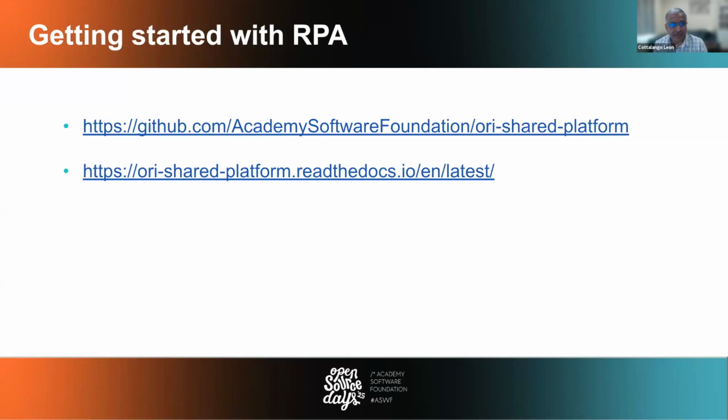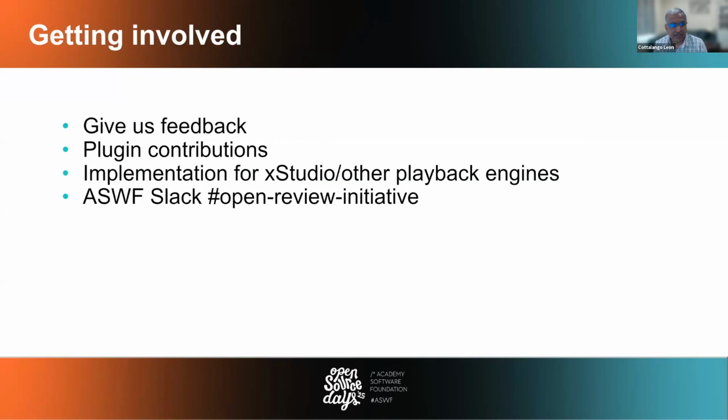If you are interested in playing with this, here is the GitHub page where you can download the source code. There is some documentation for you to read. And if you would like to get involved, the biggest thing you can do is give us feedback. What do you think, would you use it? What's your experience if you use it? Plugin contributions are highly welcome. If you're an OpenRV user and you have plugins that you developed and want to make into an RPA widget available to other people, we are happy to support you.